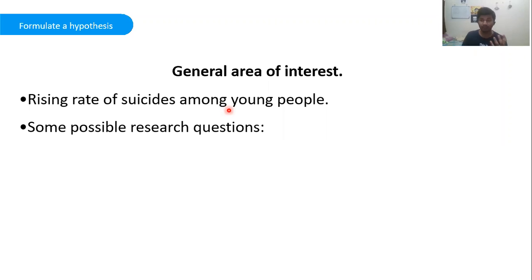So once I have this broad area of interest, I can start to narrow it down. What are the research questions that are possible? You can go in multiple directions, in any direction. So it could be: is this rise in suicide due to the pandemic? Could be totally possible.